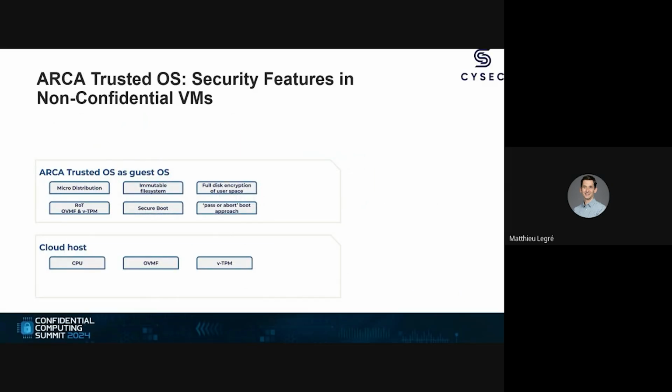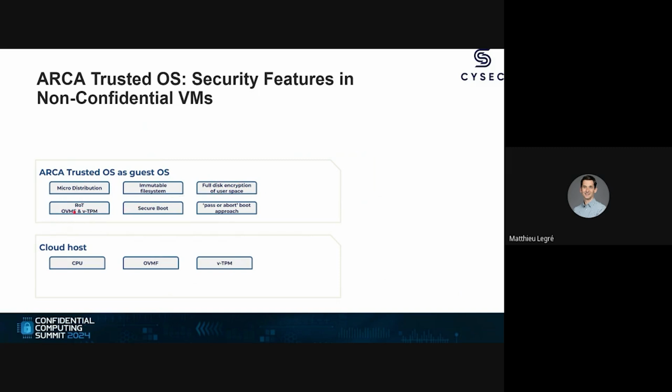So now a few words about Arca Trusted OS to understand how we implement those features. Arca Trusted OS is a micro distribution with an immutable file system. We have a full disk encryption of the user space, let's say by default, and this is something important.